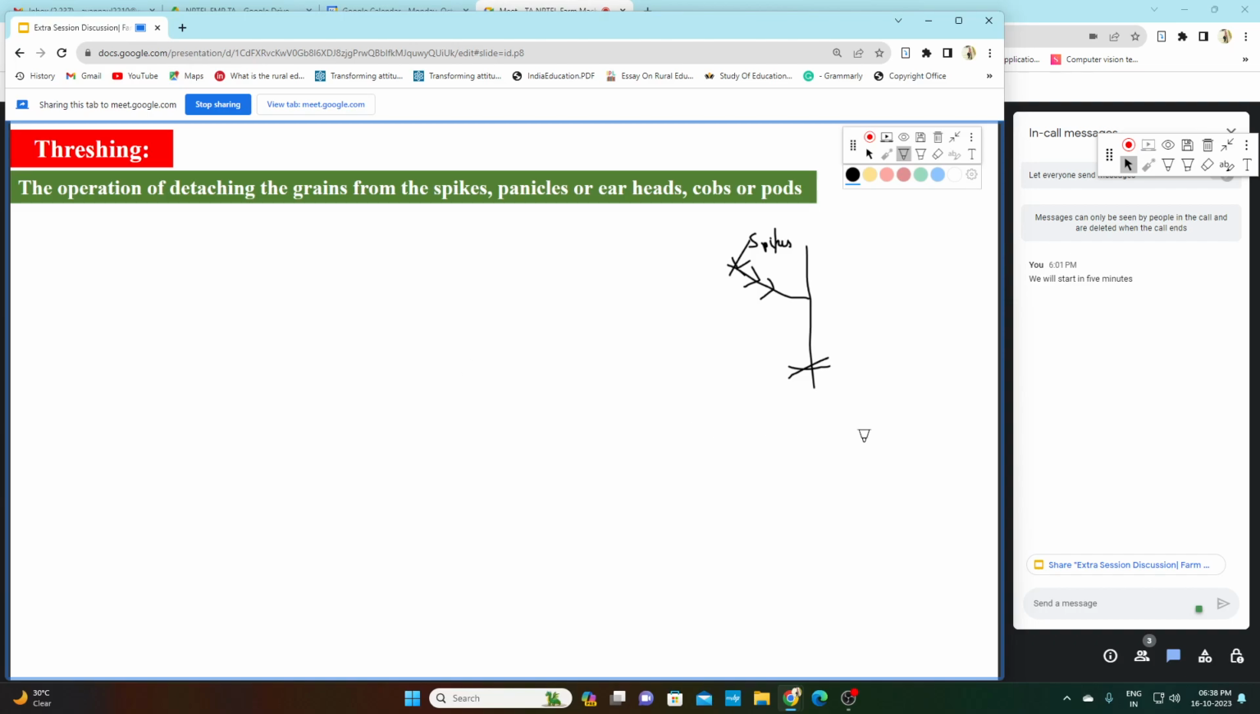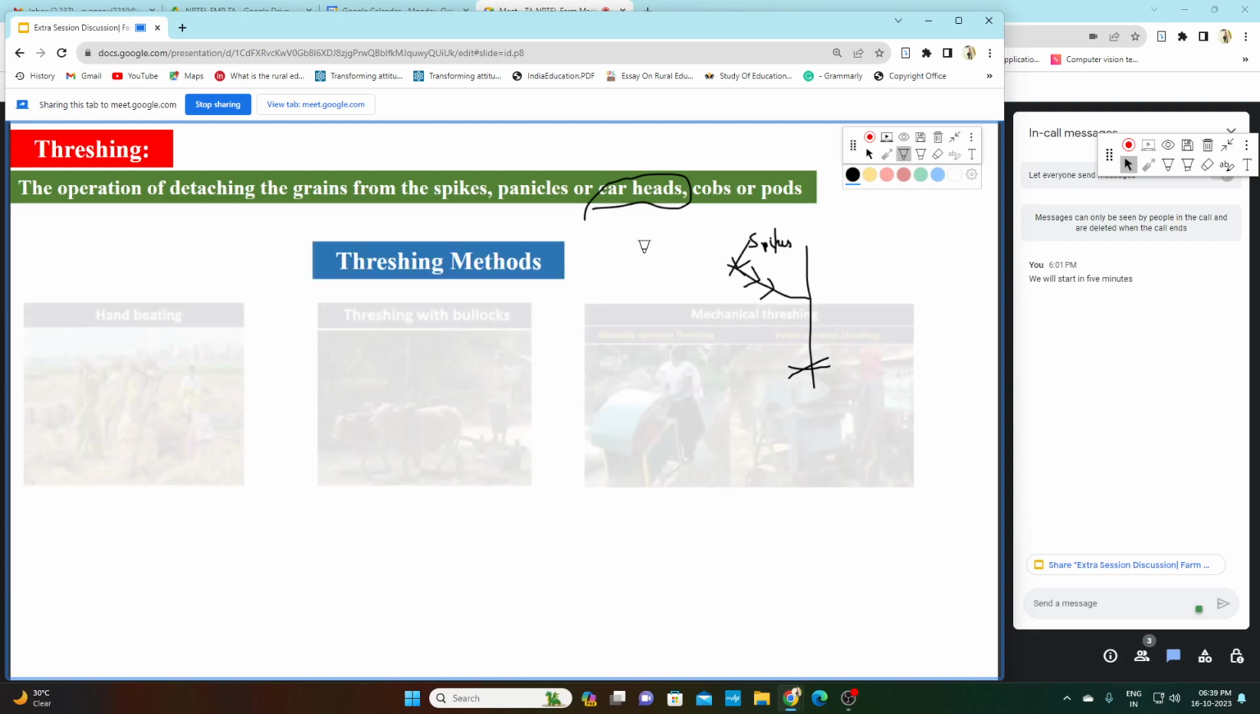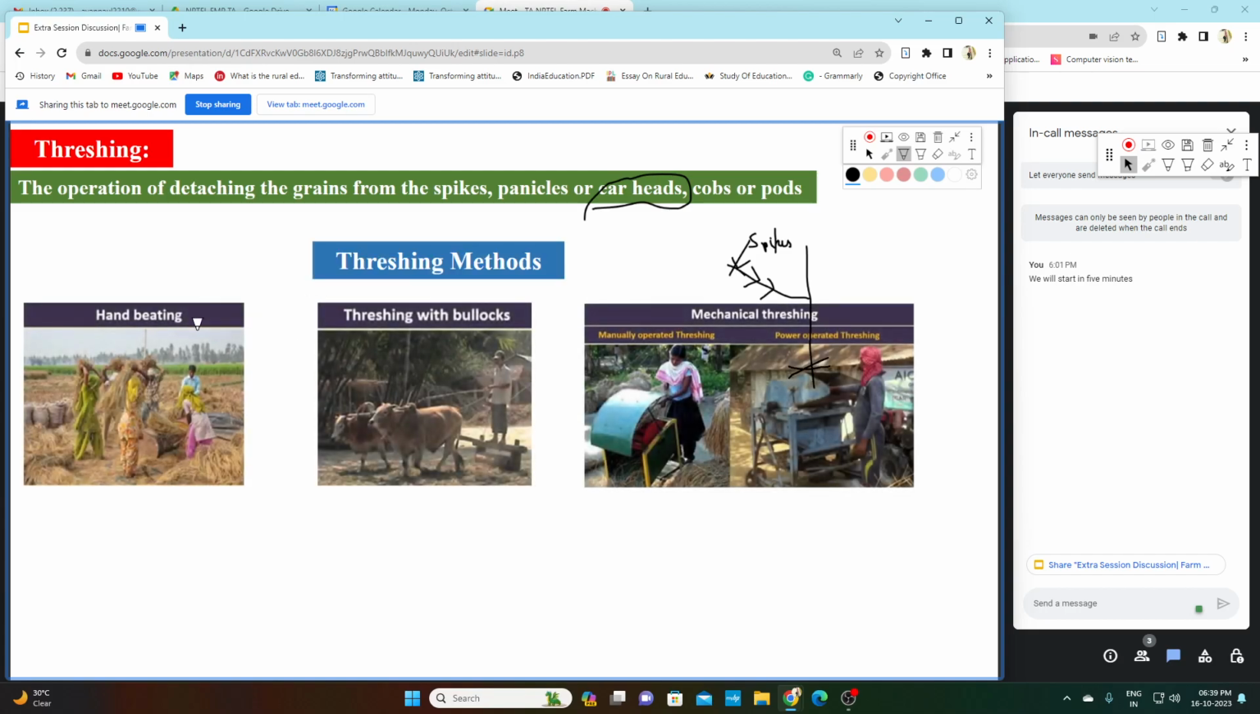Threshing is the operation of detaching the grains from the spikes, panicles or ear heads, cobs or pods. Ear heads, like for maize, you must have seen maize, there are ear heads, so we have to separate those seeds from the ear heads. So for that we are doing the threshing operation. Now what are the threshing methods? We can do it by hand beating, this is the manual method.